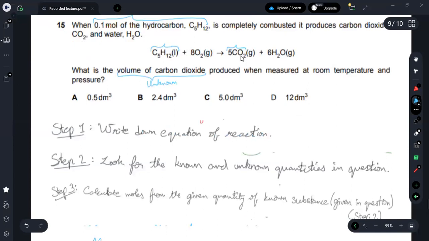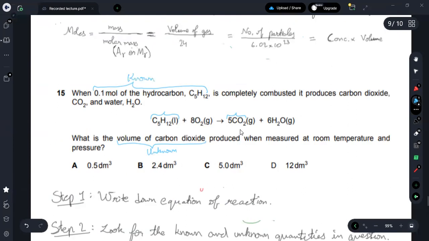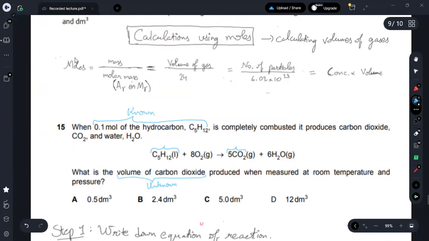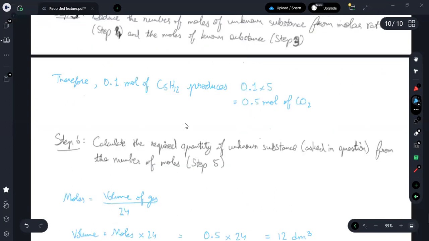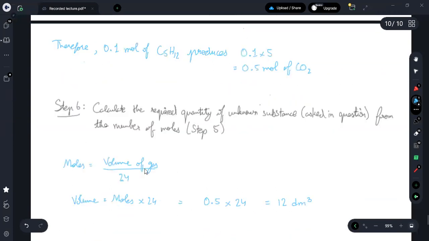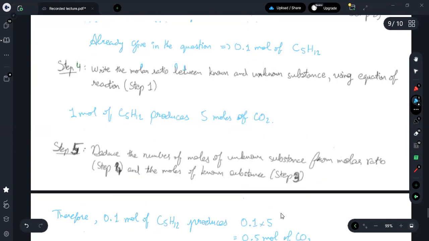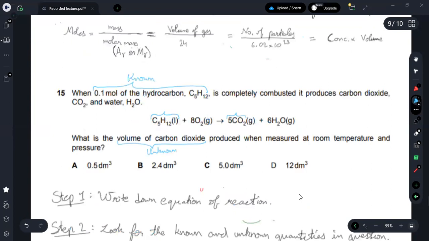Now moving on to finding the volume of this CO2 using the moles we calculated, we will be using the formula moles equals volume of gas over 24. Step number six, calculate the required quantity. Moles equals volume of the gas over 24. We are working at RTP, so this is 24. We have to find volume, so move 24 to the other side. This is moles times 24, 0.5 we got from here times 24, and that gave us 12 dm cube. So our answer is 12, which over here is option D.